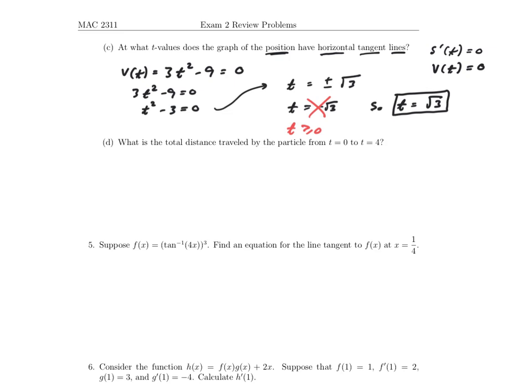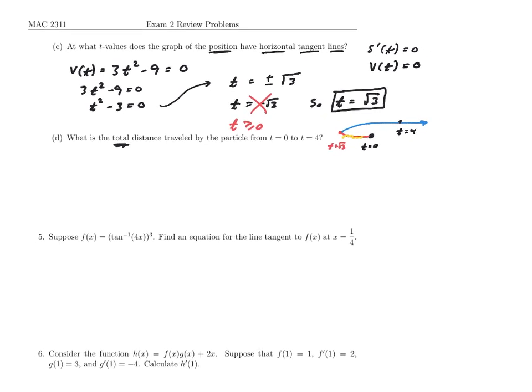Now, the next question says, what is the total distance traveled? So we know that here we have a particle, I'll just start it here. This will be at t equal to 0. And I know that it's going to go some direction back until we hit t equal to the square root of 3. And then after that, it's going to go forward. Okay, so we want to be able to count this twice, and we want to count it up to t equal to 4. Now you may ask, how did I know it goes backwards at first?